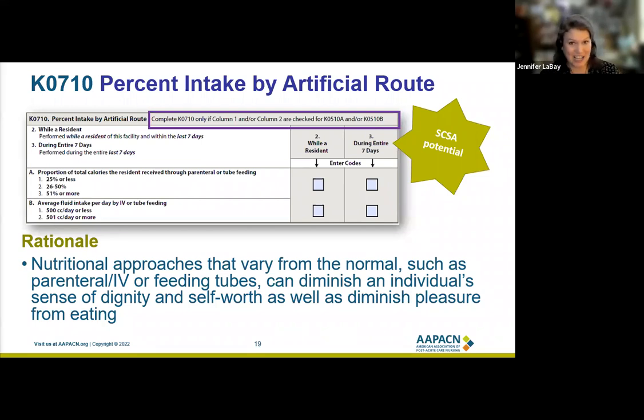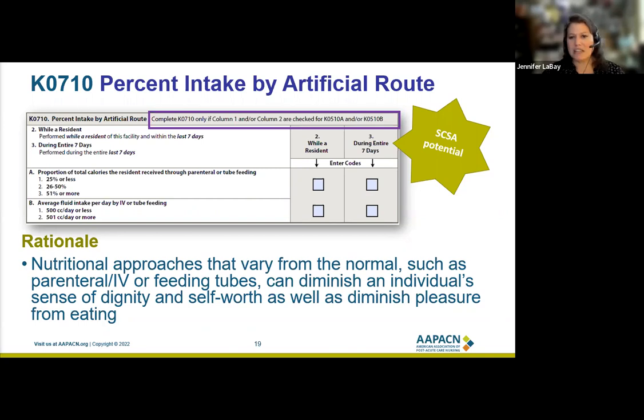There used to be a column, while not a resident, a while back, and they took that off, but you still need to know what happened while not a resident in order to calculate that final column of during the entire 7 days. That's only going to impact you if you have a resident who's at the beginning of their stay. Again, you choose day 5 as their assessment reference date. The 2 days prior are going to be while not a resident. So we're looking at what happened while a resident and then what happened in the entire 7 days, where you would have to look at what happened in the pre-admission period in order to calculate that.